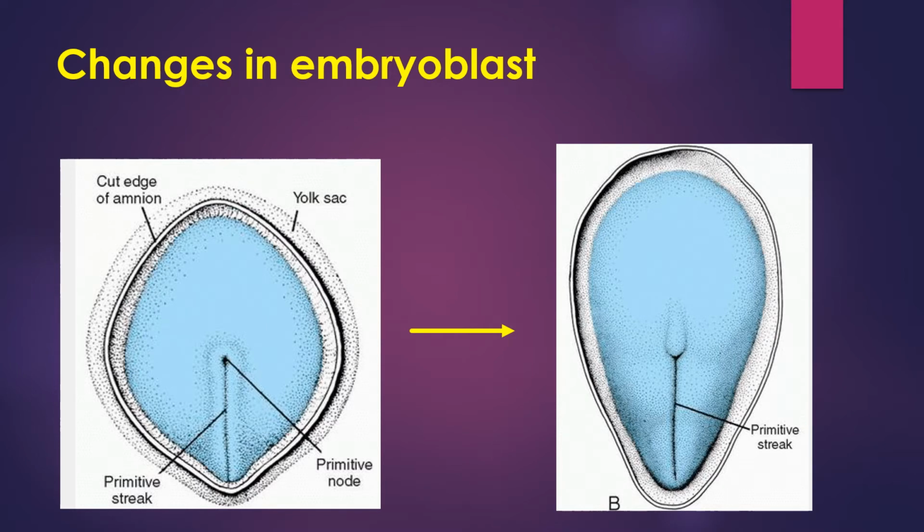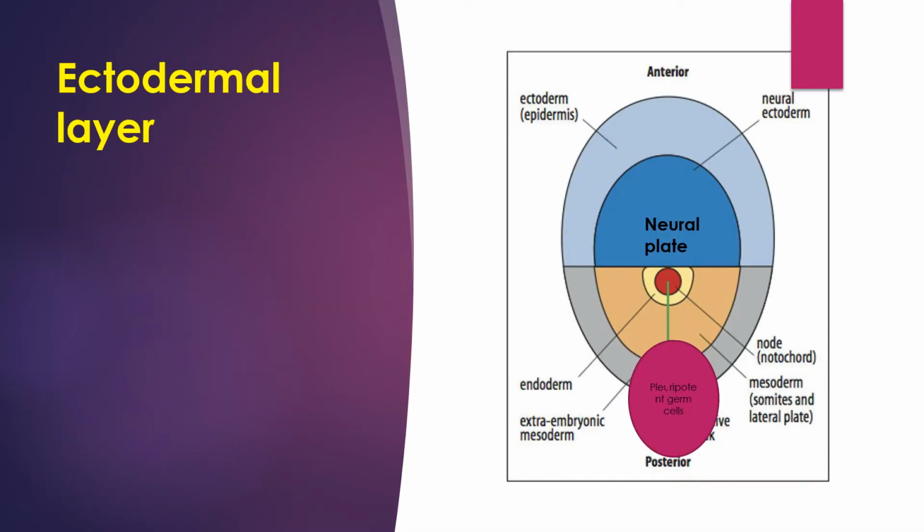Here the germ disc is changed into a circular germ disc at first, and then it changes into an oval shape, and then it changes into a pear shape. So this one is the pear-shaped structure. Here in the bilaminar germ disc, two layers are there. The upper one is the ectodermal layer and the lower one is the endodermal layer.